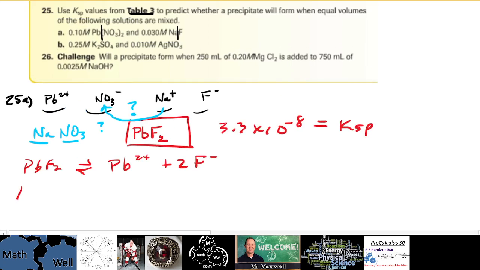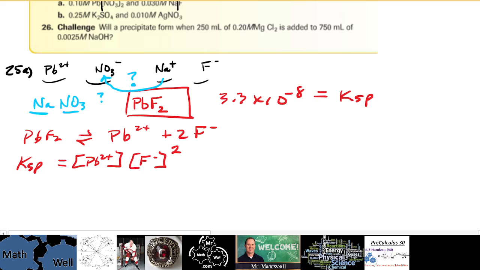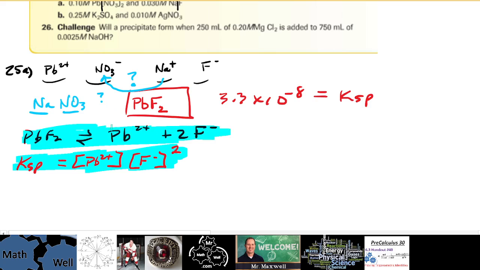And so the Ksp expression would be equal to the concentration of Pb2+ times the concentration of F- squared. This is super important that you can nail this down for the compound in question. You have to come up with the Ksp expression, which I would suggest you write down. This is what we've done for all these examples. I would write these both down. Make sure you're on the same page.